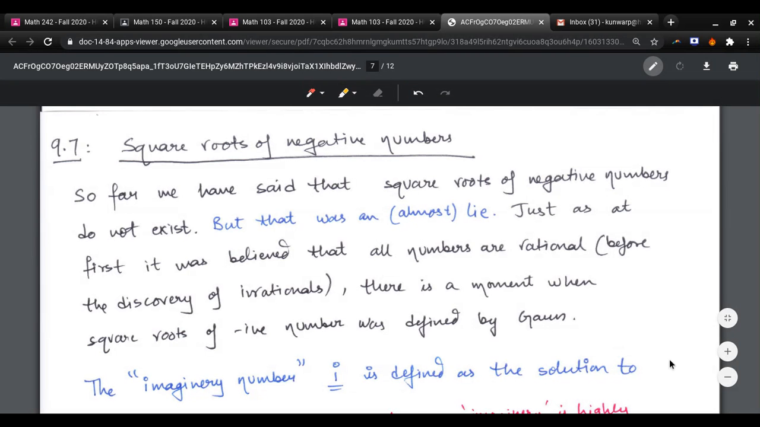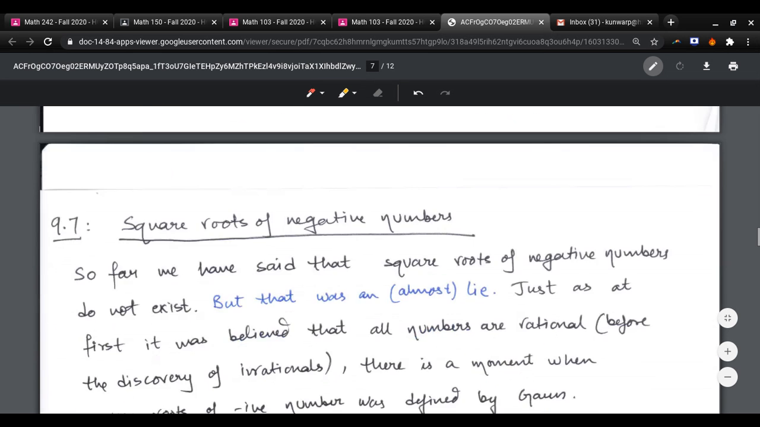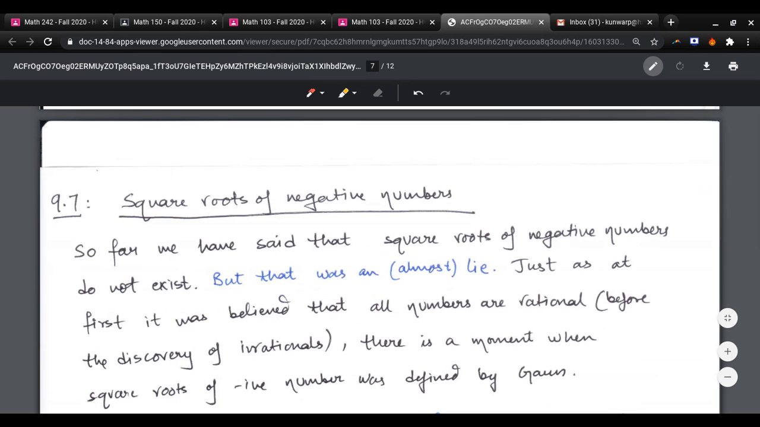Okay, we've got one last idea to talk about in this particular chapter because it's related to radicals or taking roots. It's called square root of negative numbers. Now, so far we've said square roots of negative numbers do not exist, but that was an almost lie. What we meant was that it's not existing in the set of numbers that we know about, right?